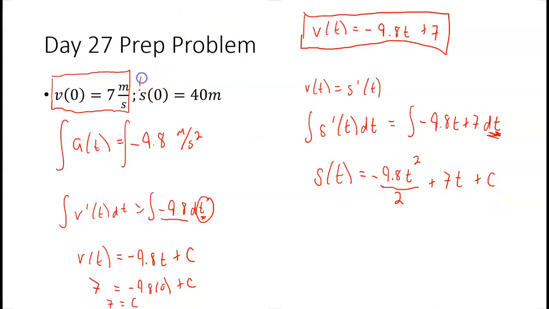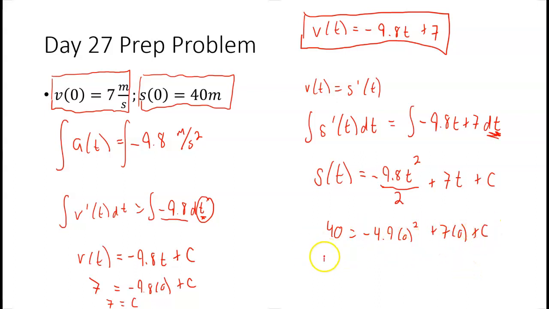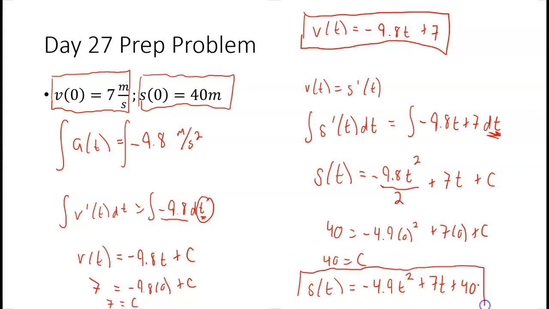Furthermore, we know that when t is 0, s is 40. So I have 40 equals negative 4.9 times 0 squared plus 7 times 0 plus c. And so that'll tell me my constant c is 40. So the equation for s of t is then negative 4.9t squared plus 7t plus 40. So that's how we can do by hand to get to both the position and the velocity under this model that the only thing affecting acceleration is gravity.